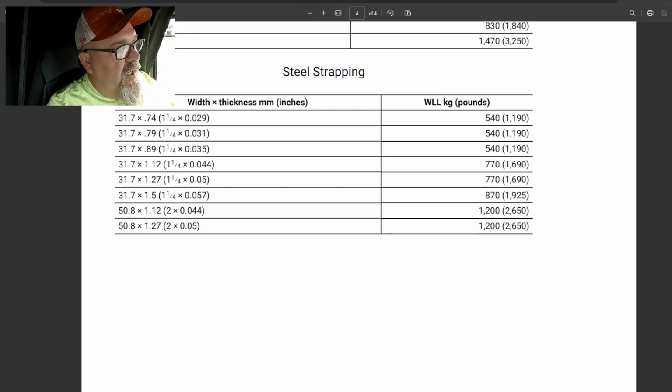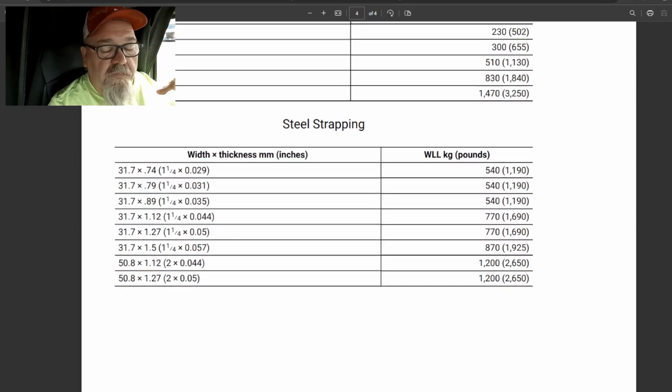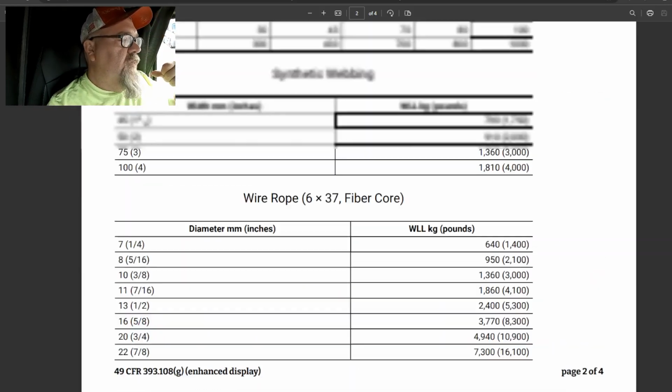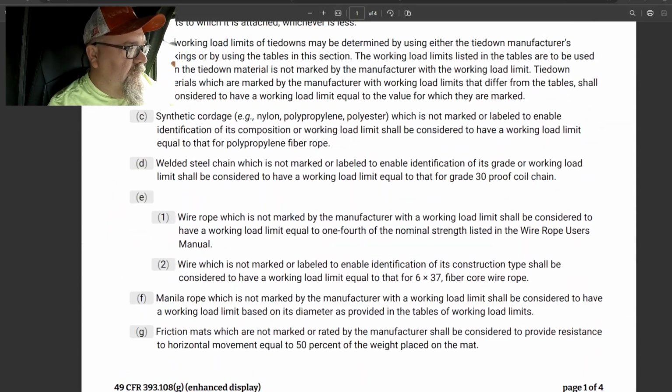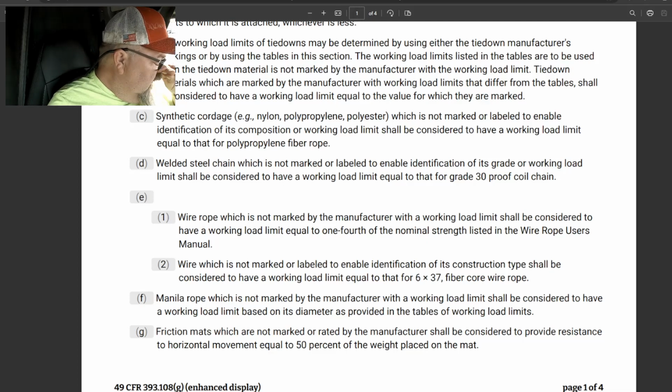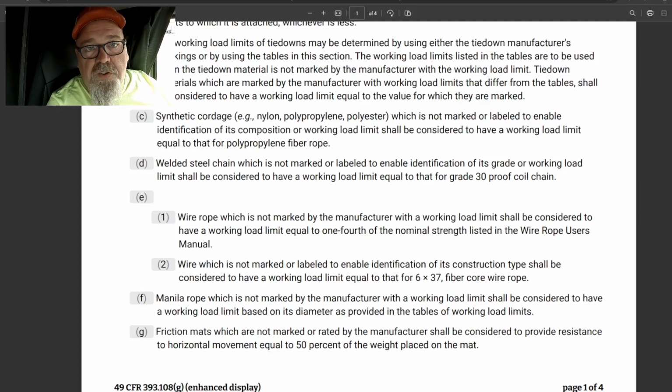So we talked about section B, how they're determining the working load limit of each individual component. Synthetic cordage, nylon, polypropylene, polyester, which is not marked or labeled to enable identification of its composition or working load limit, shall be considered to have a working load limit equal to that of polypropylene fiber rope. So again, you can use that chart I just showed you to determine the working load limit of the rope or the polypropylene or nylon rope.